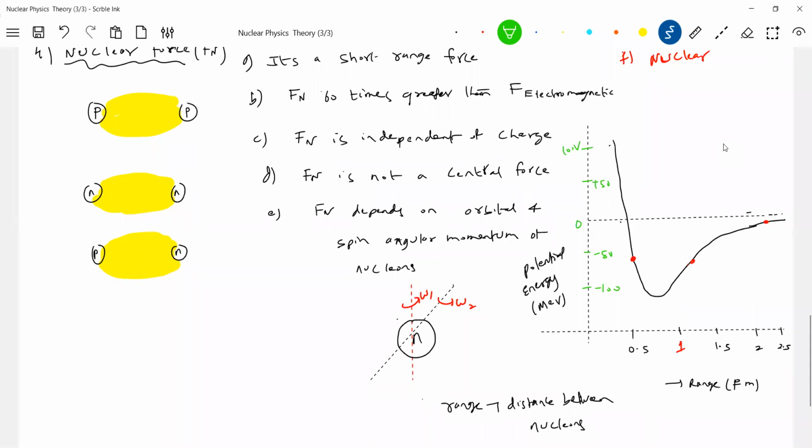When the distance between nucleons is less than 1 femtometer, roughly around 0.7 or 0.8, and I'll push it further towards the left, not up to the scale, then at a distance of about 0.7 or 0.8 the force becomes repulsive. So nuclear force can be both attractive and repulsive.